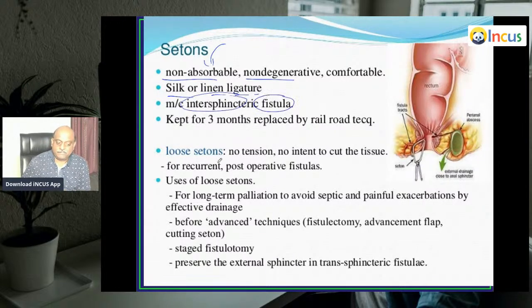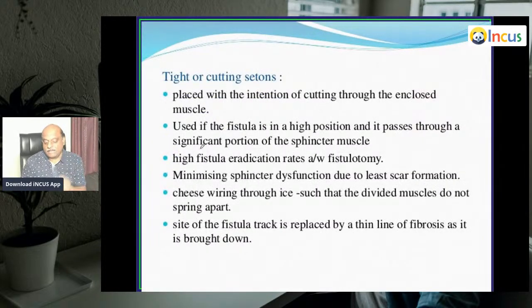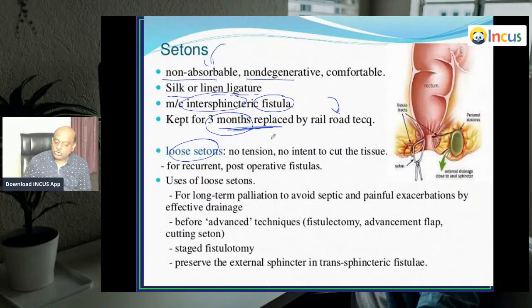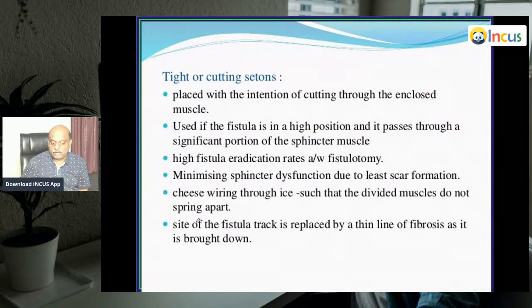Intersphincteric fistulas. It is kept for 3 months, replaced by a railroad technique. There are two kinds: loose setons, and tight or cutting setons. Loose seton has no tension, no intent to cut the tissue, and it is used for recurrent post-operative fistulas. Whereas a tight or cutting seton is placed with the intention of cutting through an enclosed muscle. And when will you use a cutting seton? If the fistula is in a high position and it is passing through the sphincteric muscle.